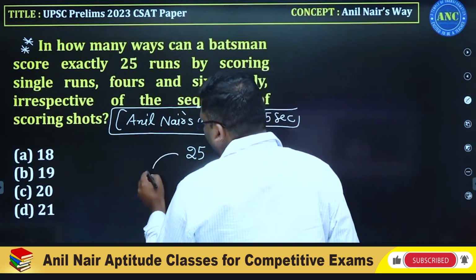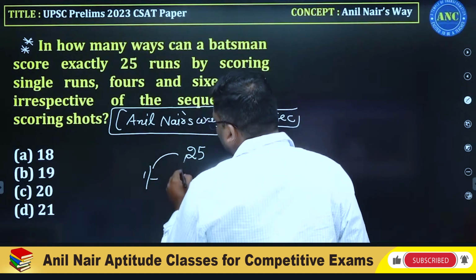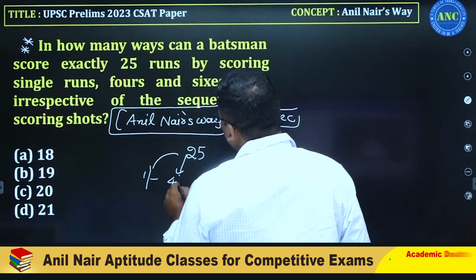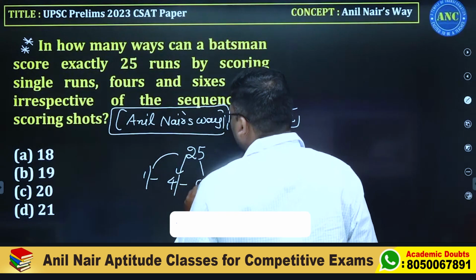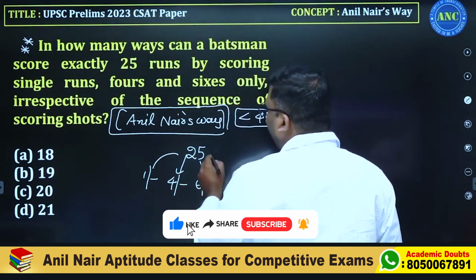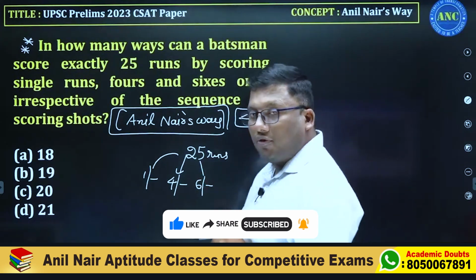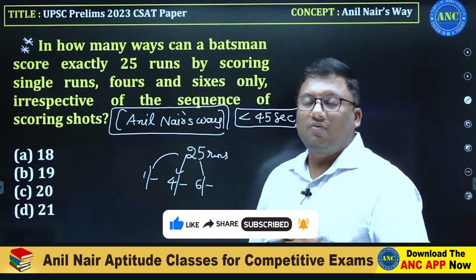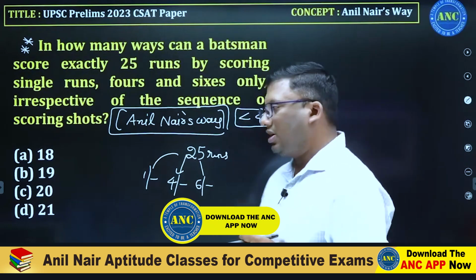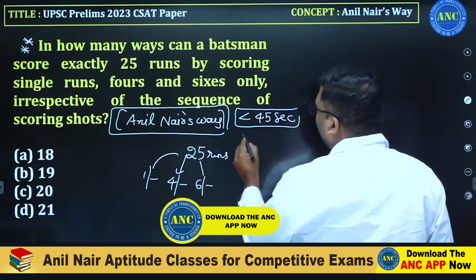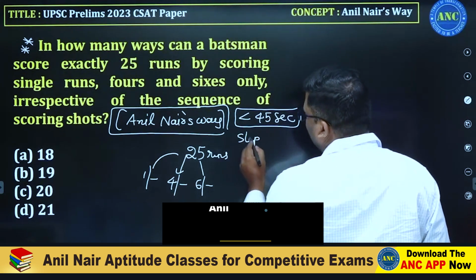He can score by using 1 run, 4 runs, or 6 runs. 25 runs he can score by using 1 run or 4 runs or 6 runs. Now see here. Step number 1. Logically we will solve, sir.